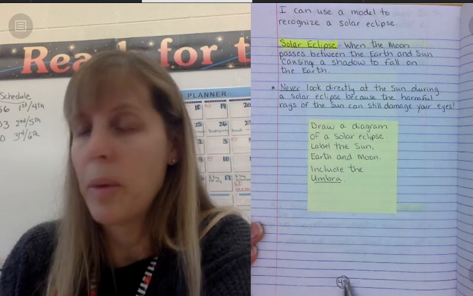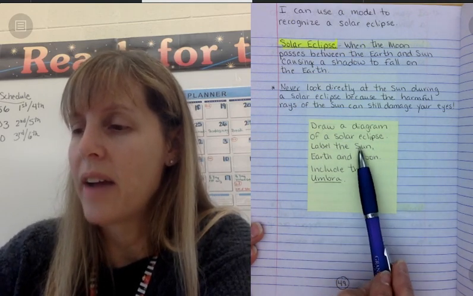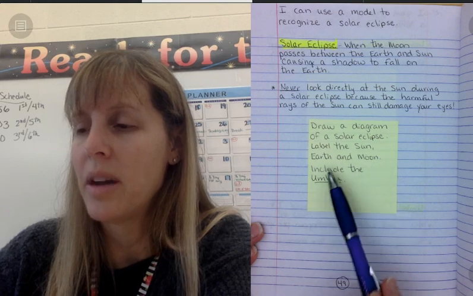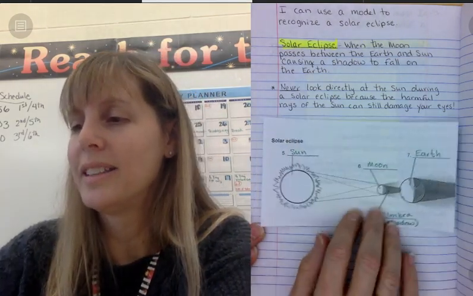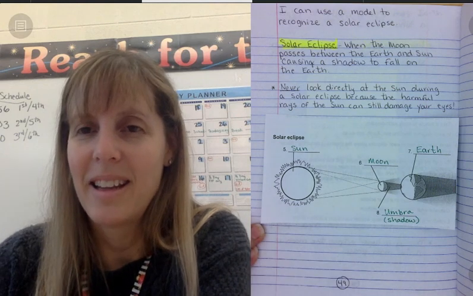Today, on notebook page 49, you're going to draw a diagram of a solar eclipse. You're going to label the sun, earth, moon, and include the umbra. It will look something like this, okay?